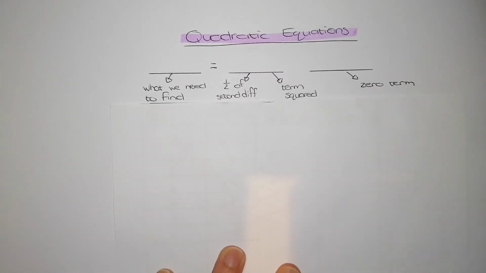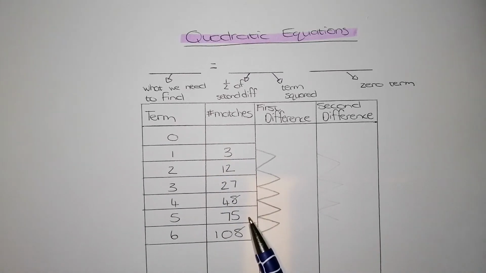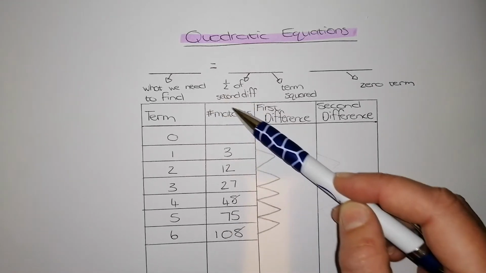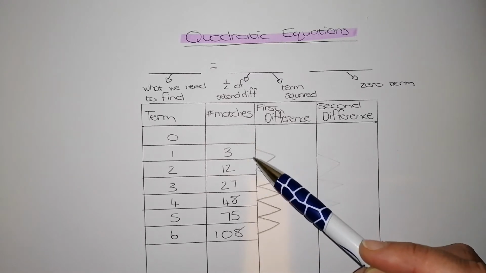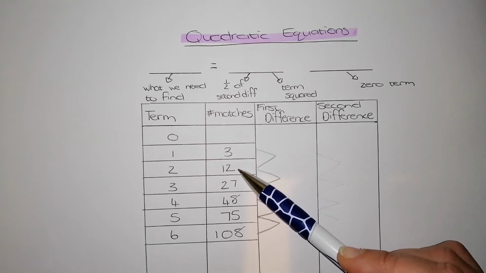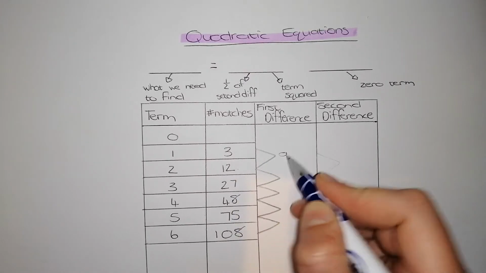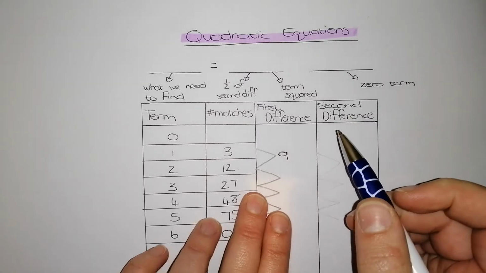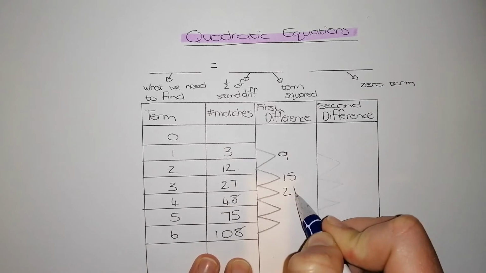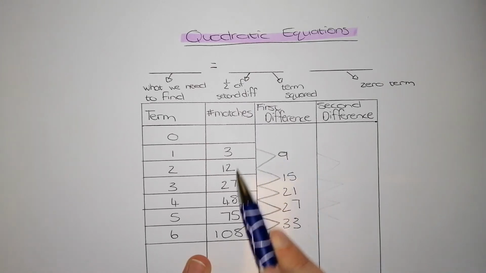Right, so you could get a table like the following. The first thing we need to do is find the difference. Once again, it would be the difference of the matches. So we're going to take the biggest one and subtract the smallest one. When we do that, we will see that 12 minus 3 is 9. 27 minus 12 is 15. The next one is 21, 27, and then 33. This is my first difference.